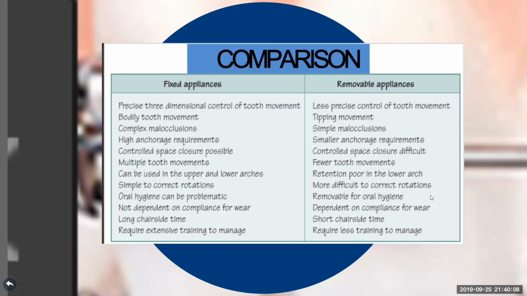With the removable appliances, it's very difficult to control rotation, because for the rotation correction, we need a 2-point contact area. However, with the fixed appliances, we can use a 2-point contact area, and couple movements are quite possible in the fixed appliances, so they are much better to control the rotation.